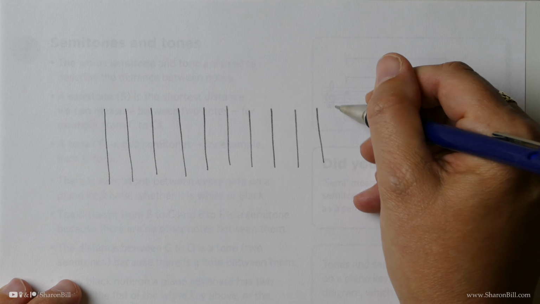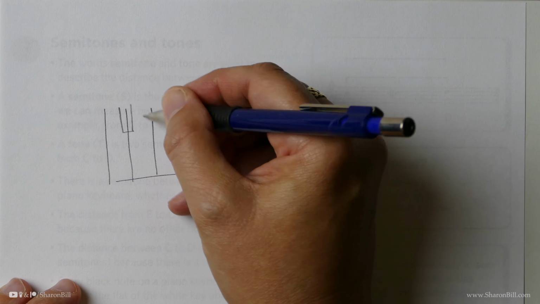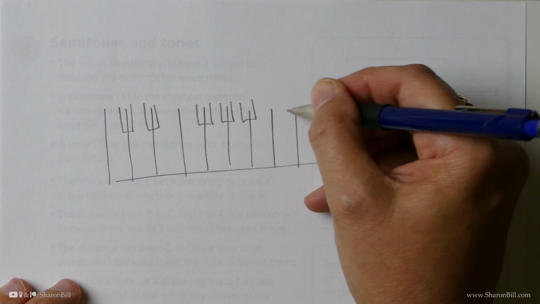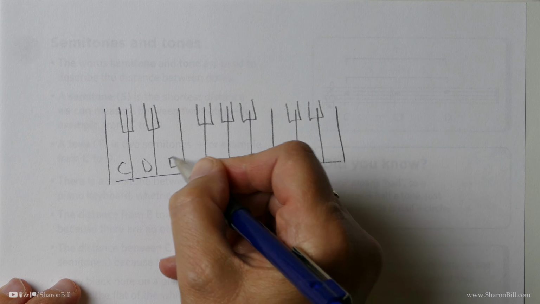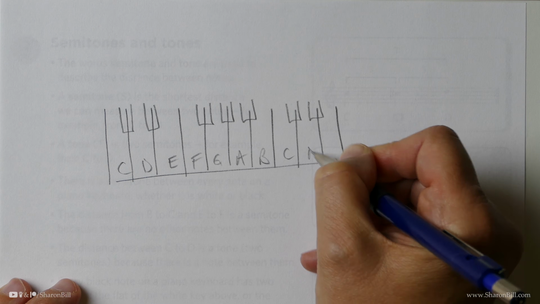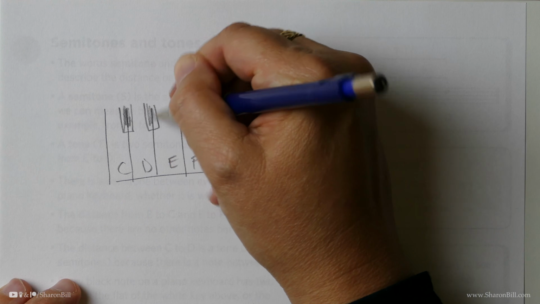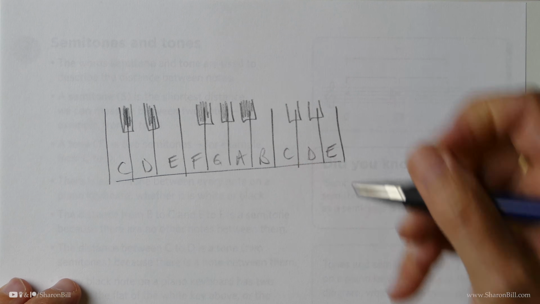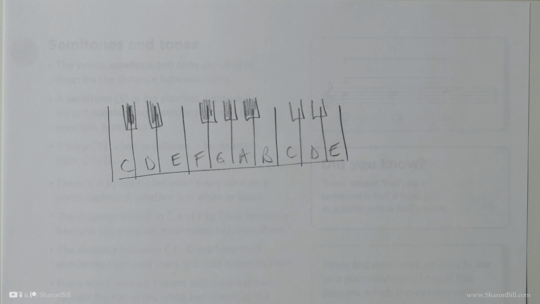Again, use a ruler, make it as neat as you like, but you can see we have 2 black notes, miss, 3 black notes, miss, 2 black notes, and so on. So here's C, D, E, F, G, A, B, C, D, E. You could do a little bit of a colour in by all means. So it just shows you how quick and easy it is, and it will be so helpful when we come to look at tones and semitones.